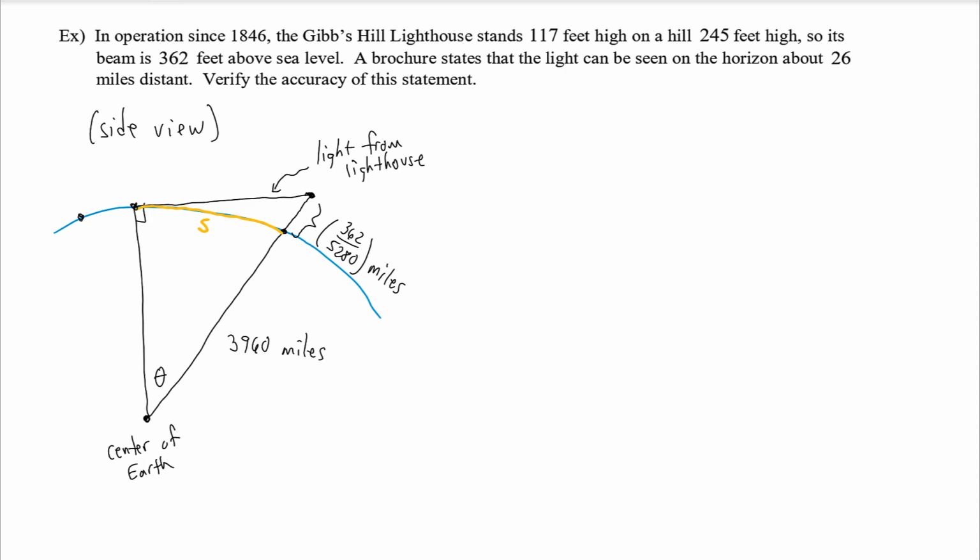And let's see, we know that this distance is 3,960 miles also because it is the radius of the circle. We just don't know the leg of that right triangle. So I basically know adjacent and hypotenuse. Okay, so cosine of that angle is adjacent divided by hypotenuse.